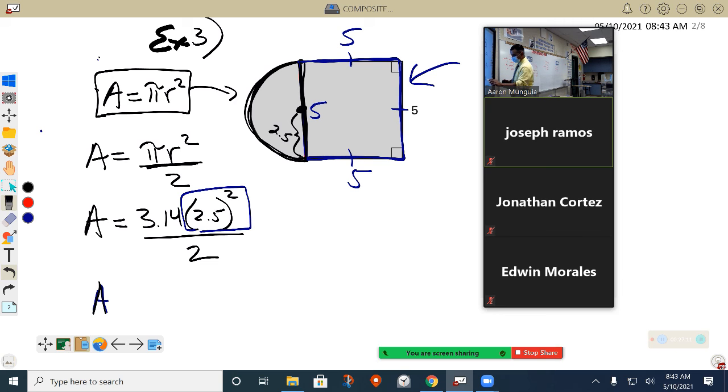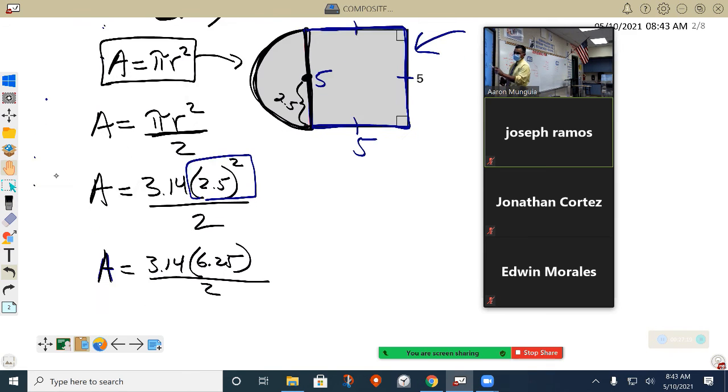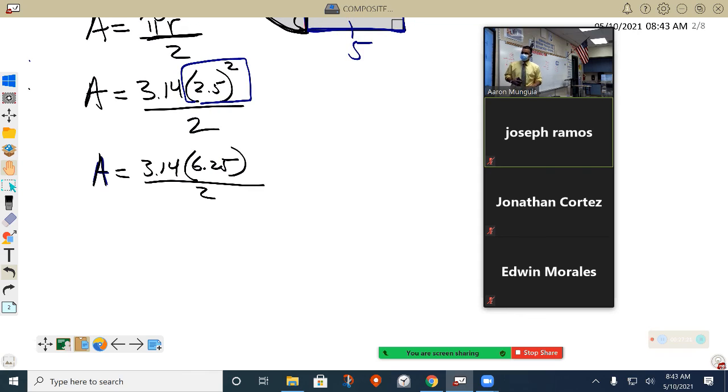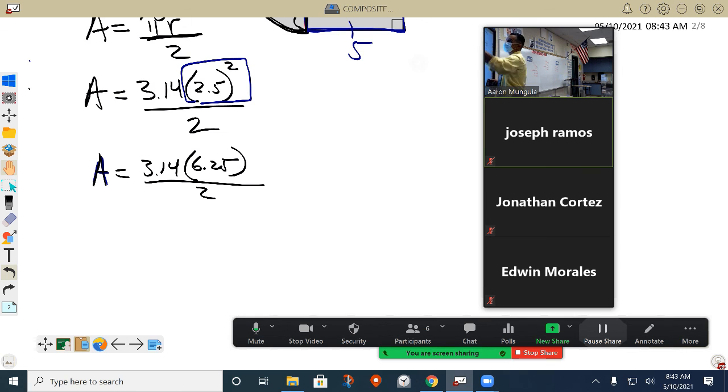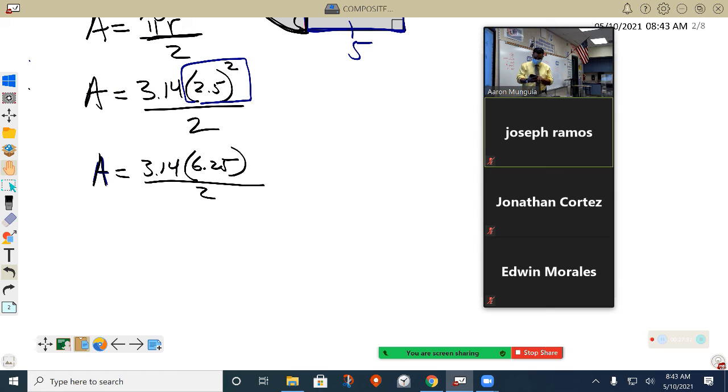I'll keep it black here for now. 3.14 times 6.25, all divided by 2. All right, on my calculator, I'm going to do the numerator right now. So 3.14 times 6.25, 3.14 times 6.25, I get 19.